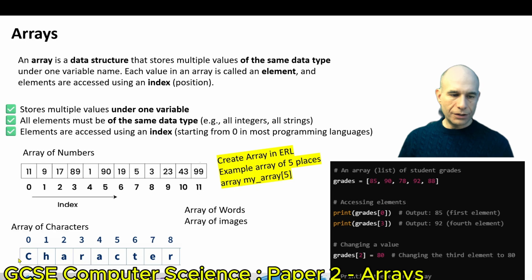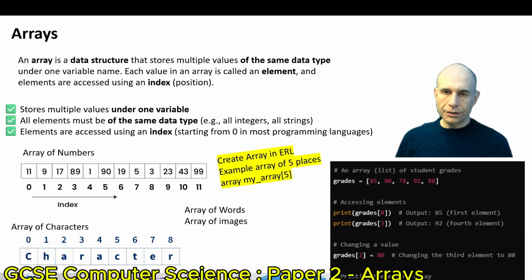So this is the array of numbers. Look at this one here. This one is an array of characters. The first item of the array is holding character C. The second one is holding H. Position number 2, or the third item, has A, and so on it goes up. And we can have an array of words, an array of images, an array of numbers, and so on.